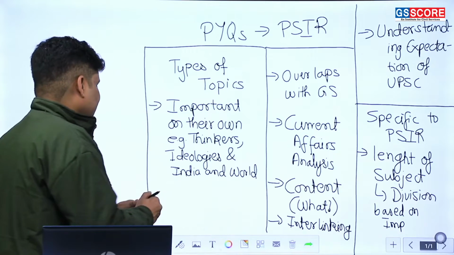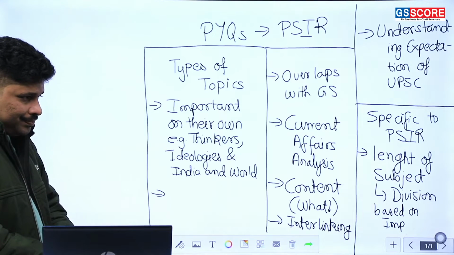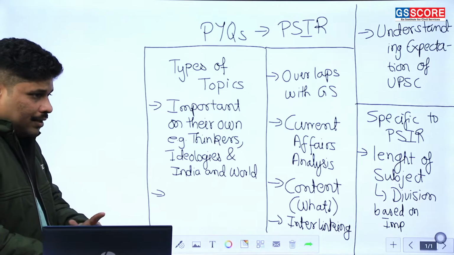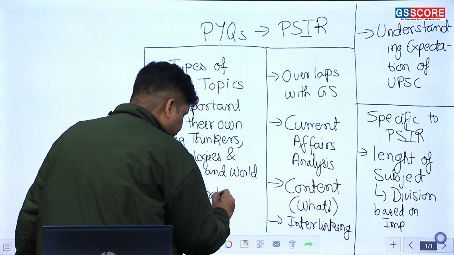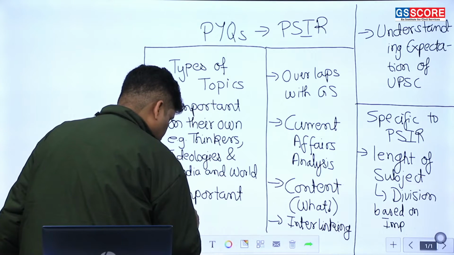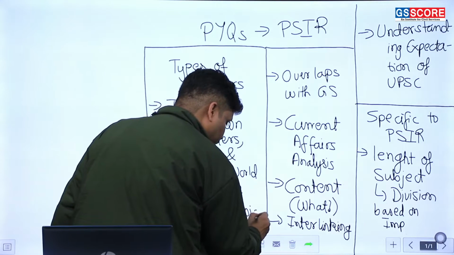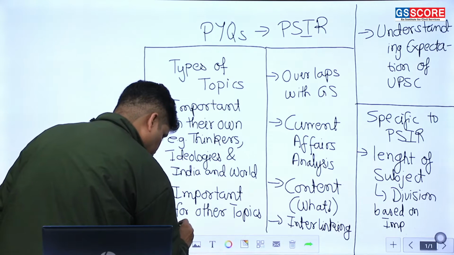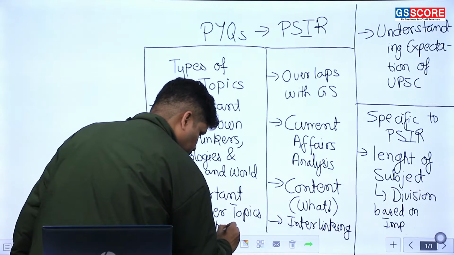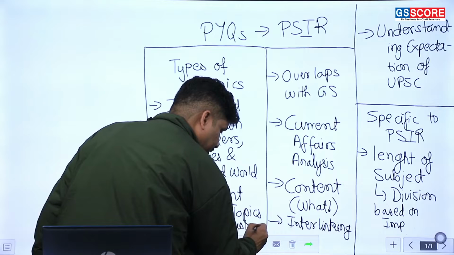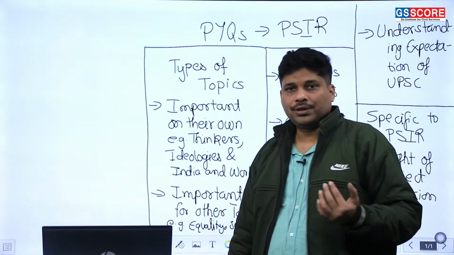Second thing that I will suggest, second type of topics that I will say are present in PSIR, are those topics that are important for other topics. Those topics which are important for other topics. Now these are the types of topics now, my dear friends. If you ask me, questions upon them are not that many.